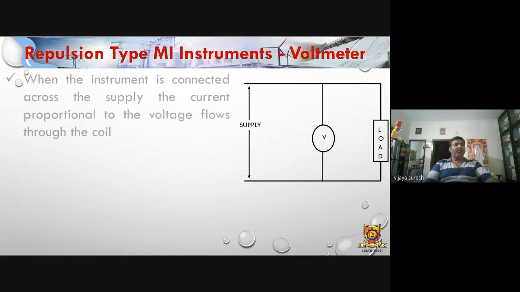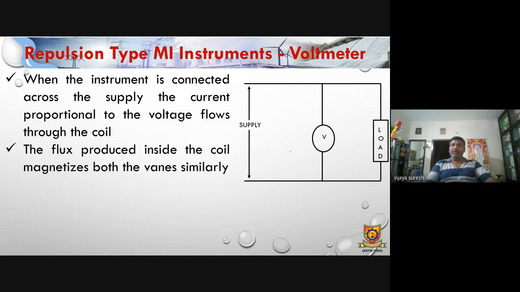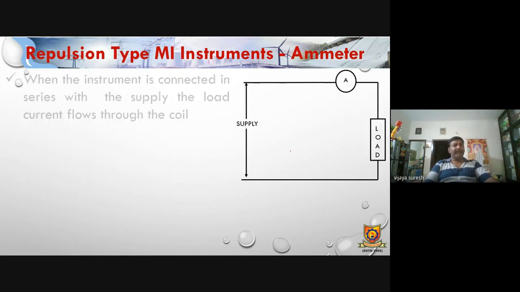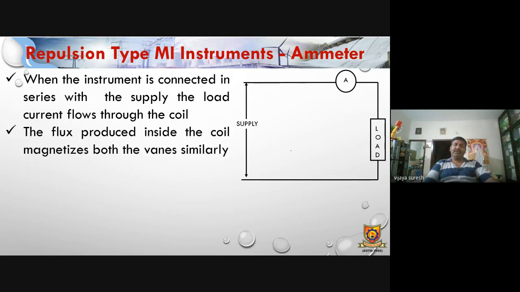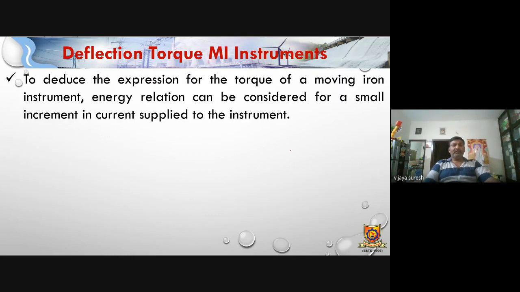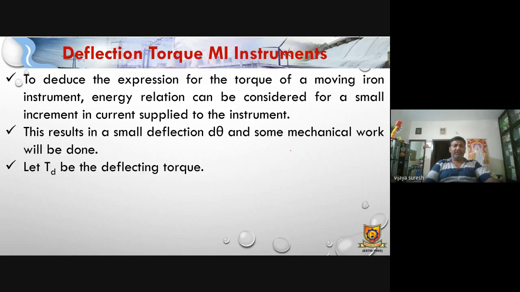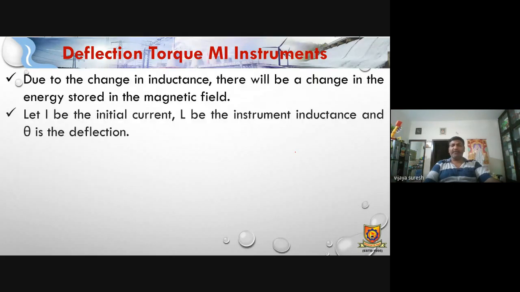Similarly, for the moving iron type of voltmeter, we consider how we connect it, how the flux is produced in the coil, and how we get the deflection on the scale. So it serves as a voltmeter as well as an ammeter, similar to the case we discussed for the moving coil attraction type of meter. The same deflection torque we have seen applies in the repulsion type of moving iron instrument also. The same expression we can have.